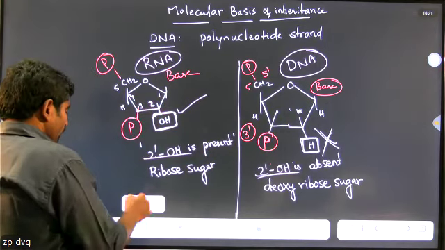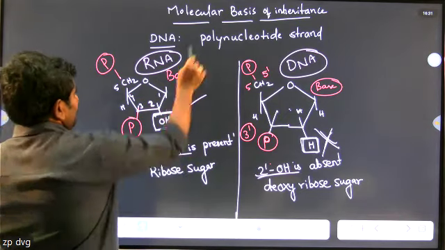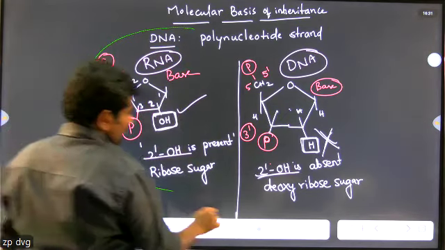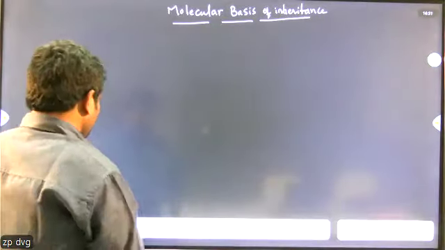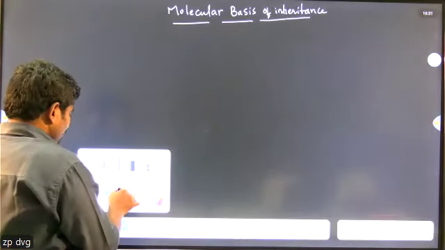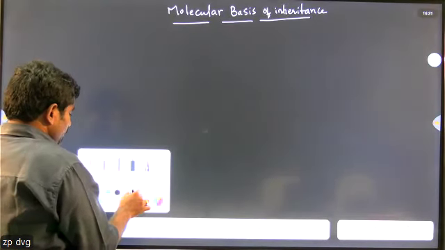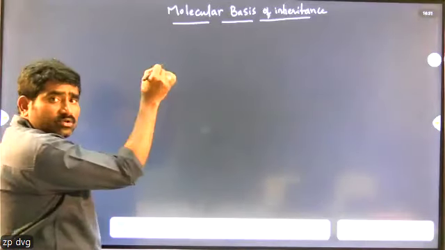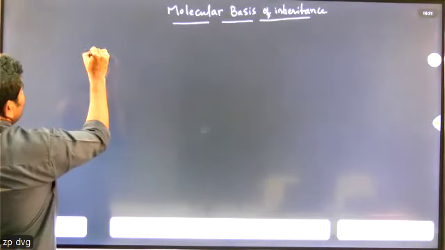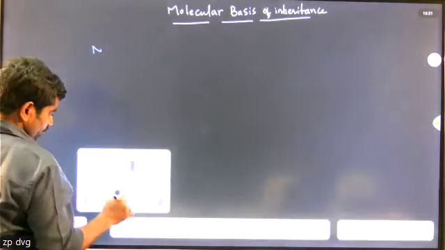Now the next concept is phosphate. So, nitrogen bases, let's go for nitrogen bases. Nitrogen bases are two types.